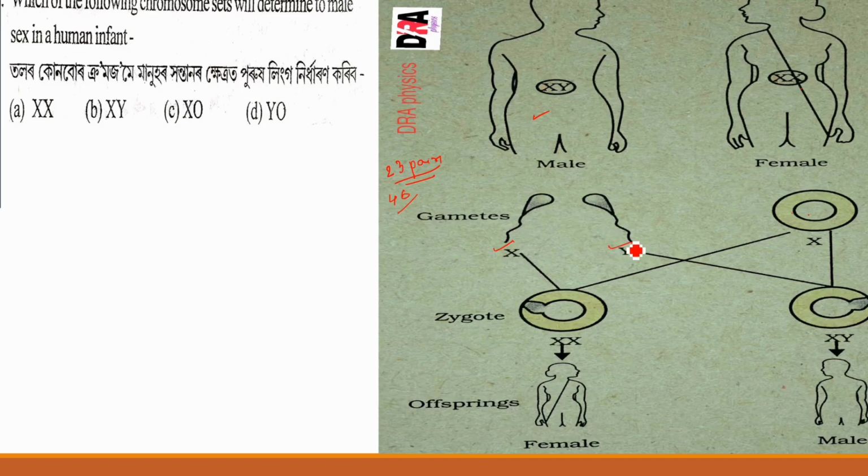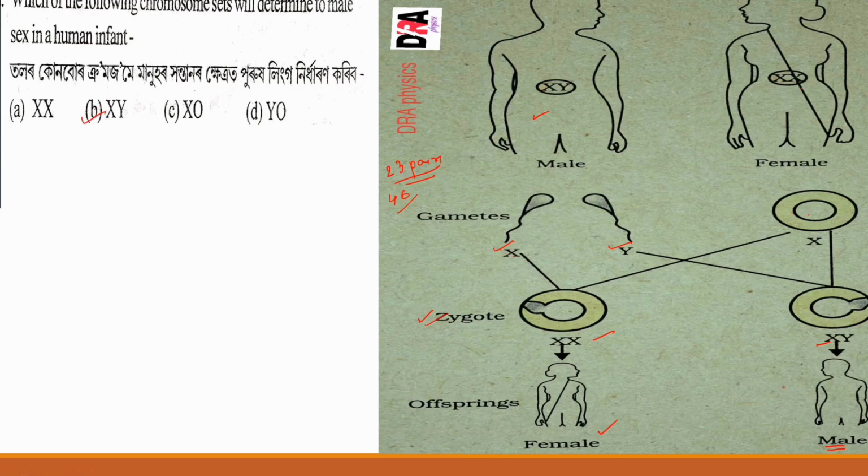Now during fusion, that means when the zygote is formed, if the X chromosome of the sperm fuses with the X chromosome of the female, then we get XX, and in that case a female is formed. And when the Y chromosome fuses with the X chromosome of the female during fertilization, then we get XY. So we get a male. So the chromosome set that will determine male sex in a human infant is XY.